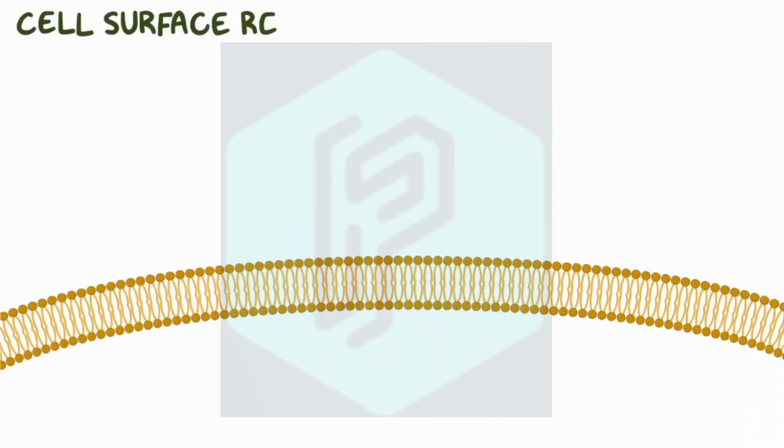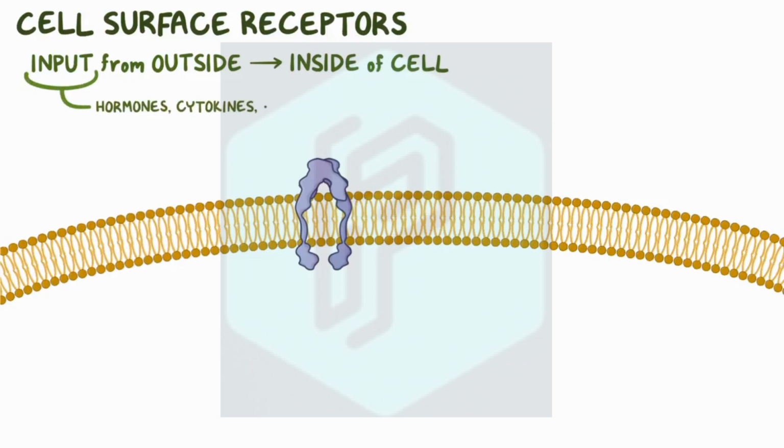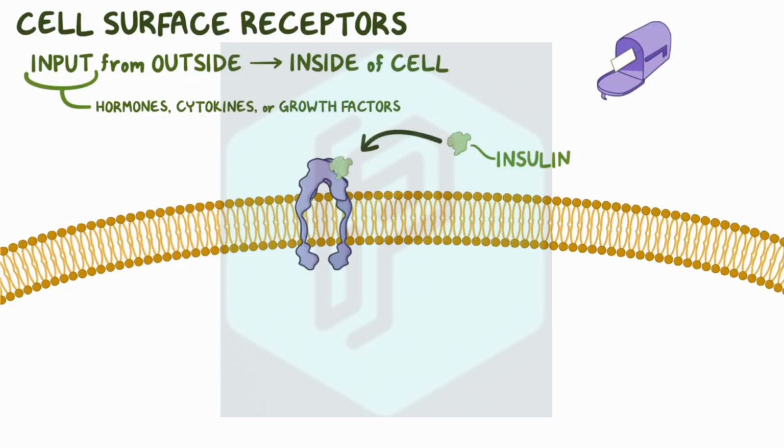Next are the cell surface receptors, which receive an input from the outside and transmit it to the inside of the cell. The input is usually something that other cells produce, like hormones, cytokines, or growth factors. So the cell surface receptors are sort of like the cell's mailbox, receiving news from the world. If a hormone binds to a receptor, the receptor changes its shape, and that triggers a chain of events within the cell. For example, when there's a lot of glucose in the blood, the pancreas secretes insulin, which is a peptide hormone that binds to insulin receptors on various cells.